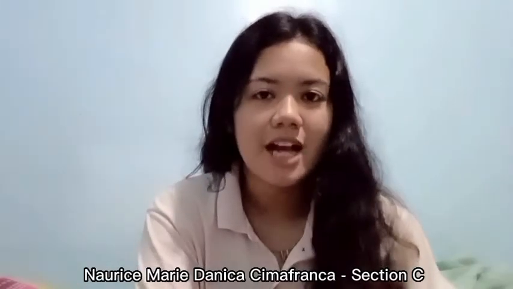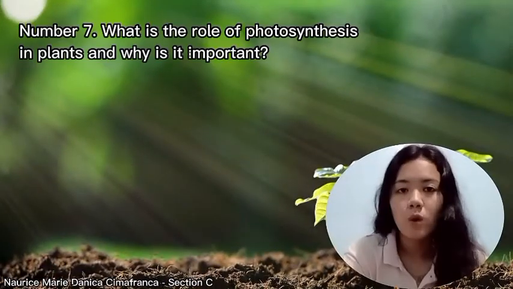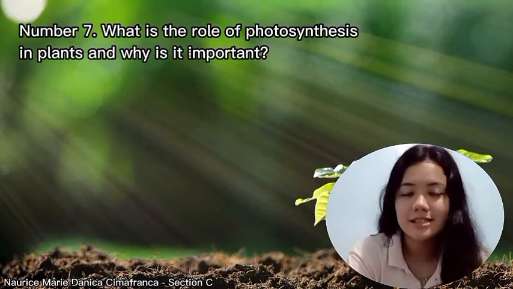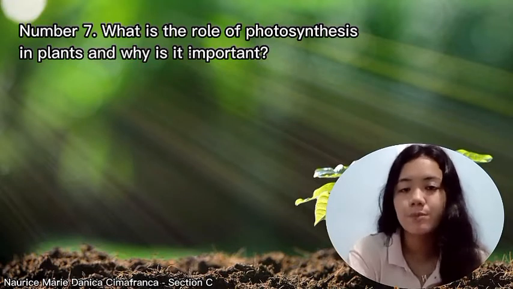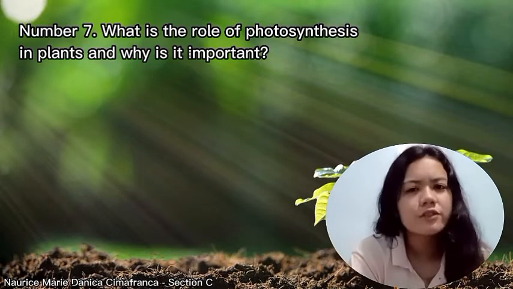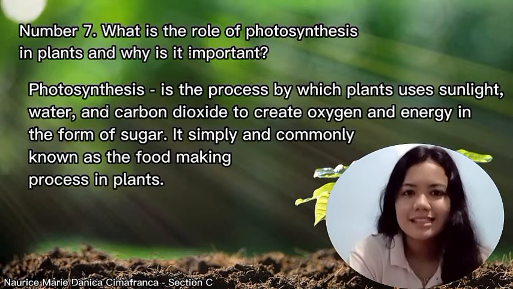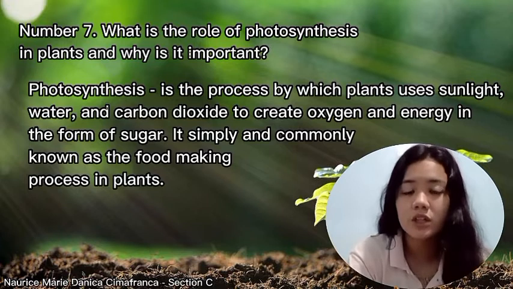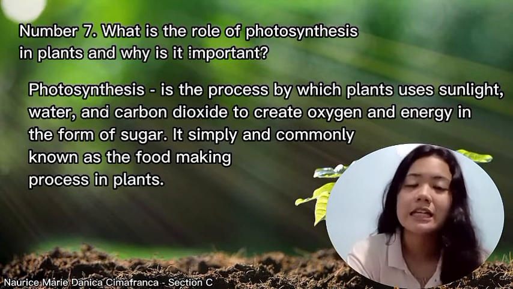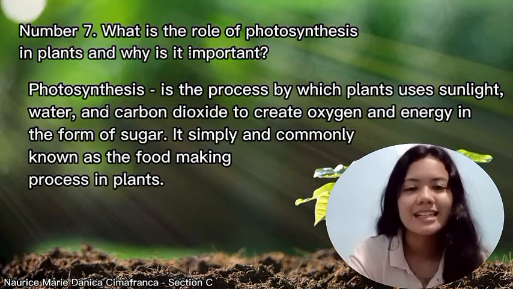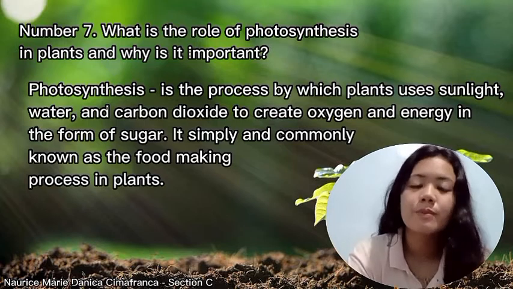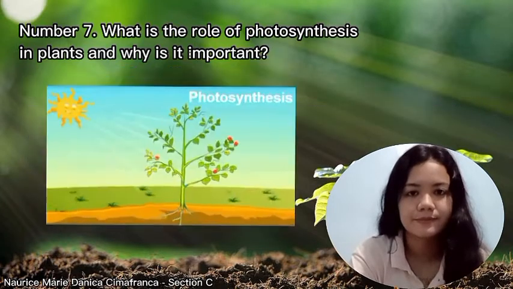Now for number 7. What is the role of photosynthesis in plants and why is it important? So first of all, photosynthesis is the process by which plants use sunlight, water, and carbon dioxide to create oxygen and energy in the form of sugar. It's simply and commonly known as the food-making process in plants.